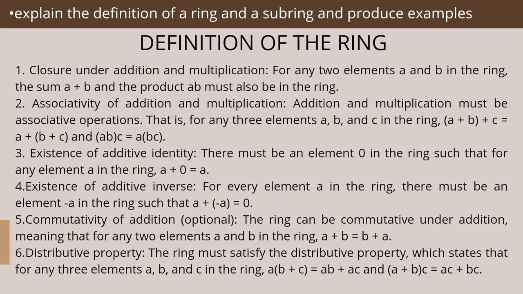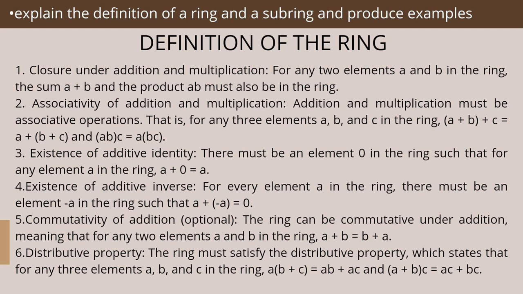Number 2, associativity of addition and multiplication. Addition and multiplication must be associative operations. That is, for any three elements A, B, and C in the ring, (A + B) + C is equal to A + (B + C), and (AB)C is equal to A(BC).